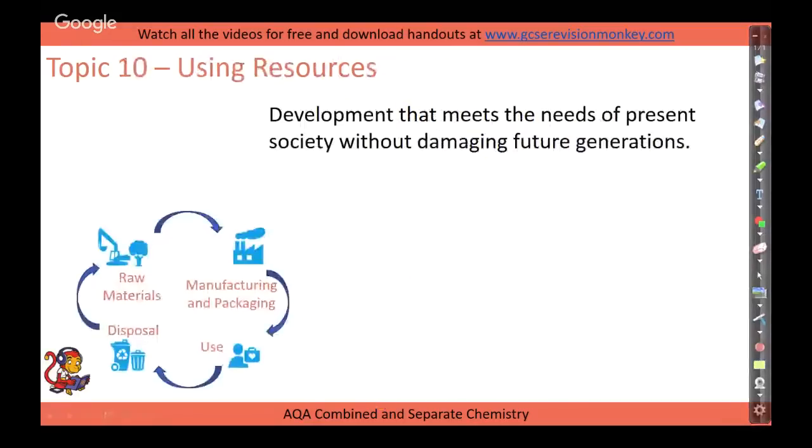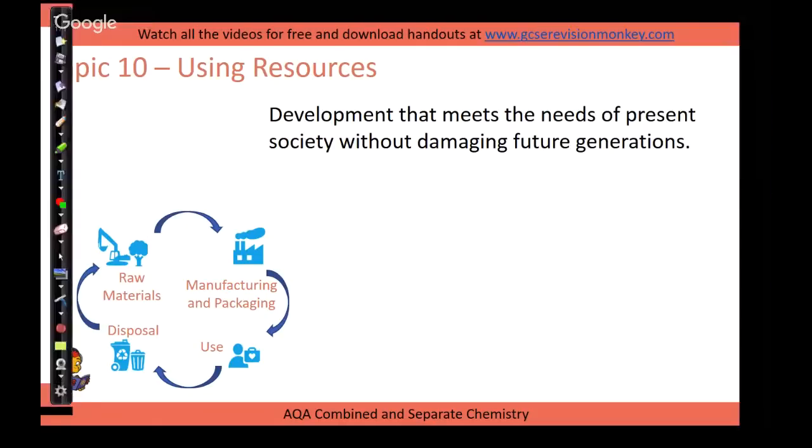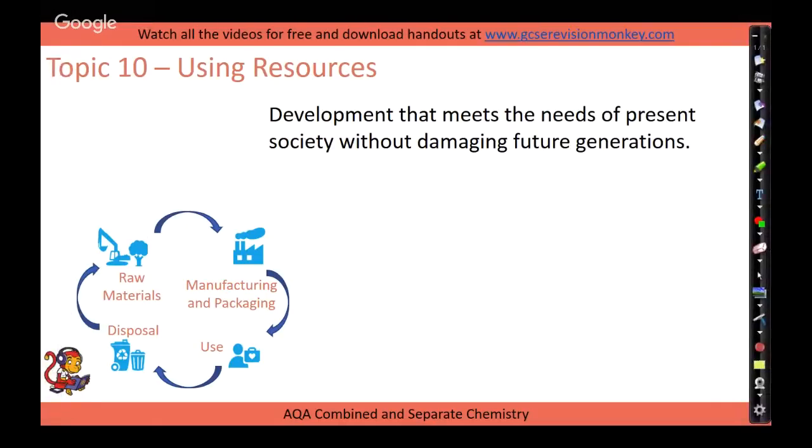We've made it to the final topic, ladies and gentlemen. Topic 10 for chemistry is all about how we use resources, and that relates to a lot of the stuff that's in topic 9 as well, with what we're doing to the planet. First of all, let's have a look at this definition. Can you think of what the word is that I'm looking for that is described by development that meets the needs of present society without damaging future generations? Well, the development we're talking about is sustainable development.